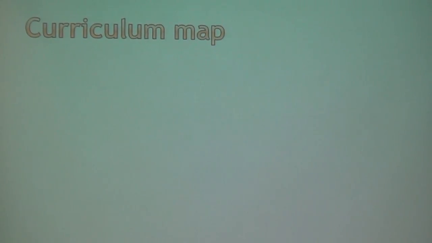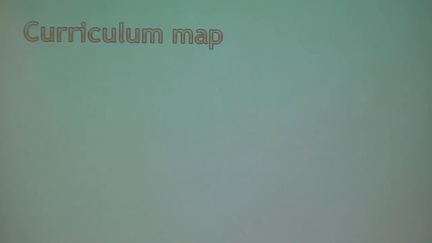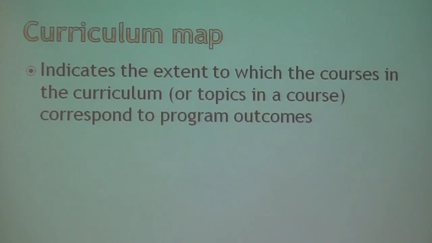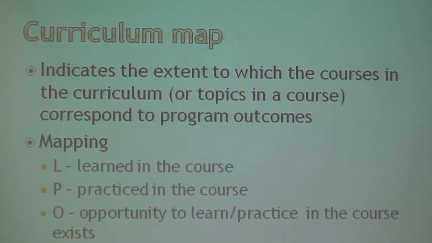Now, to make sure na hindi kayo nagdadaya, to make sure that there's really alignment in all of these outcomes, you have to have a curriculum map. A curriculum map indicates the extent to which the courses correspond to the program outcomes. Galing din sa CHED yan. In fact, you will need to do this mapping, and you will need to use these legends.